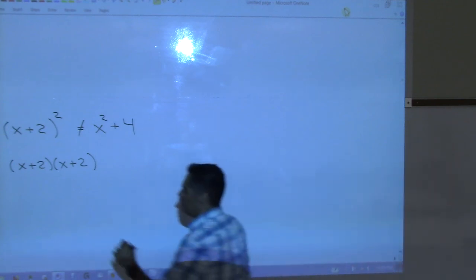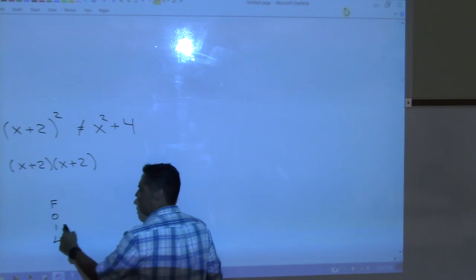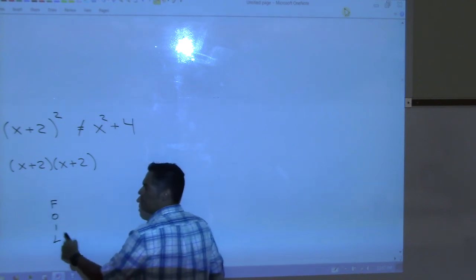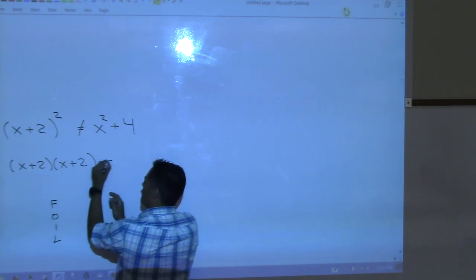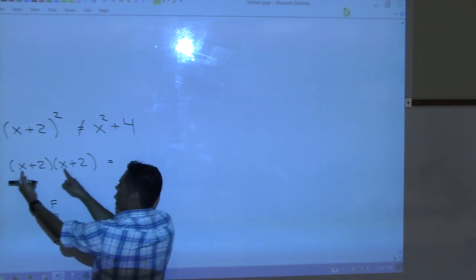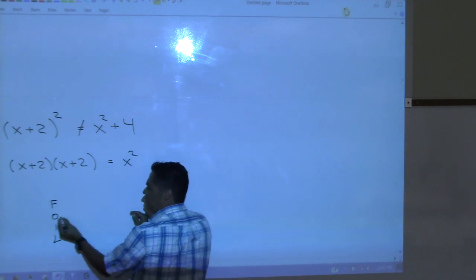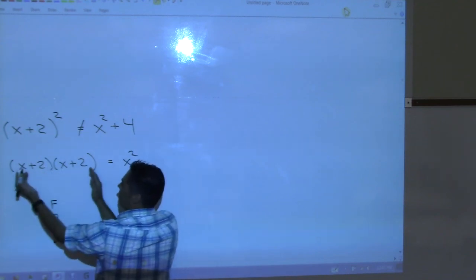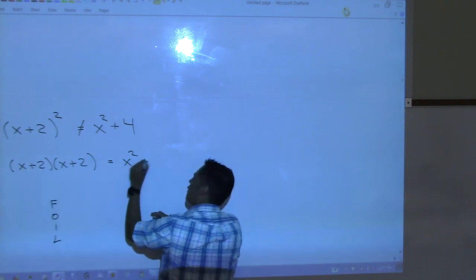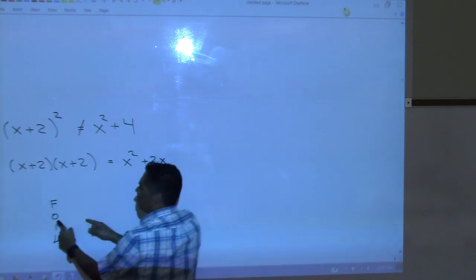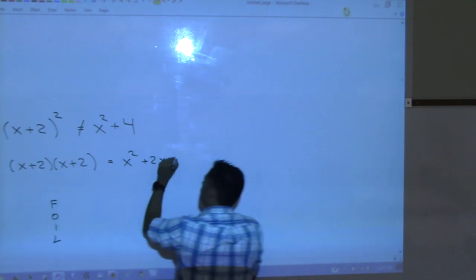Okay, so FOIL stood for first, outer, inner, last. So you're going to multiply the first guys in these parentheses together. What do you get when you multiply the first ones? x times x, x squared. Then you do the outer ones, which are the outside ones. What's x times positive 2? 2x. And then you do the inner ones, which are these two. 2 times x, another 2x.